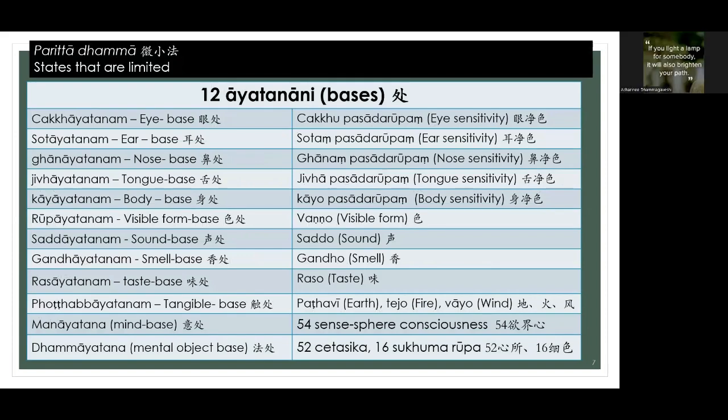Now again, since we have all the rupa as well as chitta cetasika, we get all 12 āyatana. So from chakku āyatana, eye base, until pottabba āyatana, tangible base, we get the 12 olarika rupa, the 12 gross matter. Under manayatana, we get the 54 chitta. And then under dhammayatana, we get the 52 cetasika and the remaining 16 sukuma rupa.